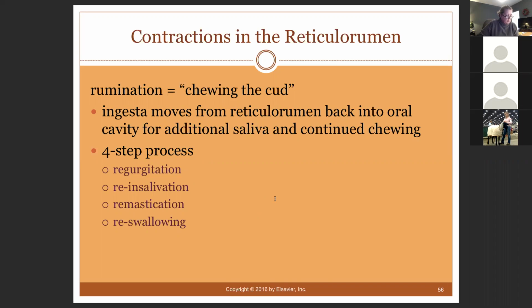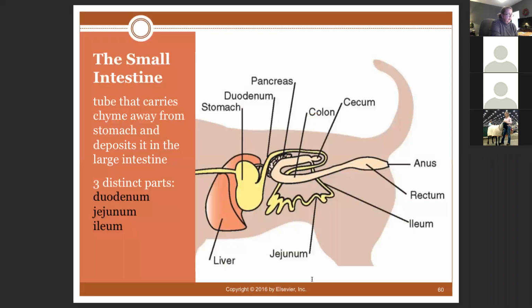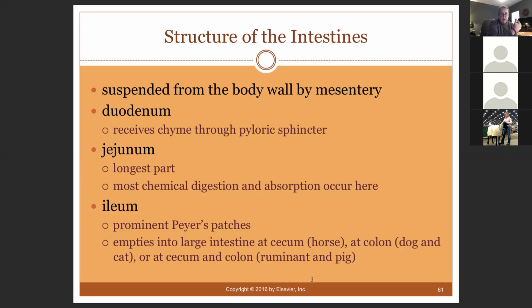What are the parts of the small intestine? What is the mesentery? So it's DJI, DJ ileum. What's the word DJ? Duodenum, jejunum, ileum. If you look at the three parts, the duodenum is the first part of the small intestine, and the pyloric sphincter attaches to the duodenum. The jejunum is the longest part, and that's where you have the majority of the digestion. And then the last part is the ileum.